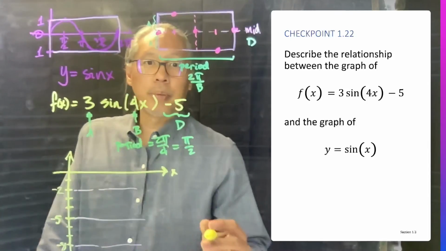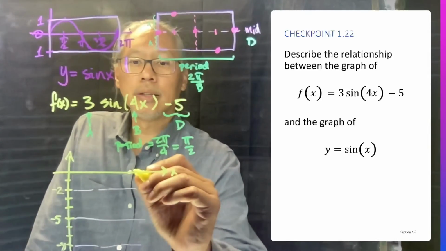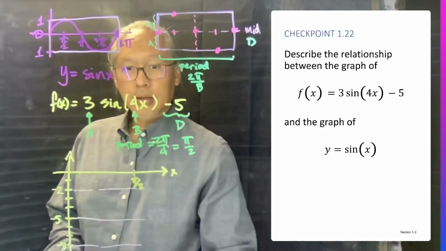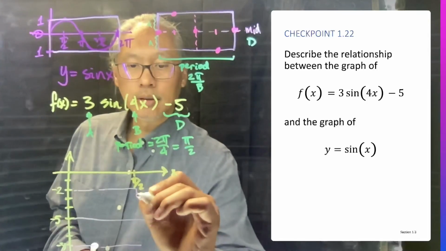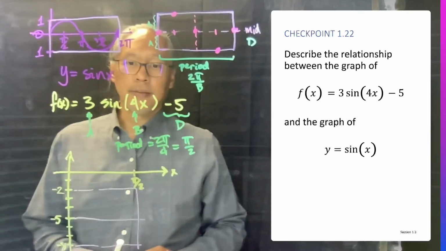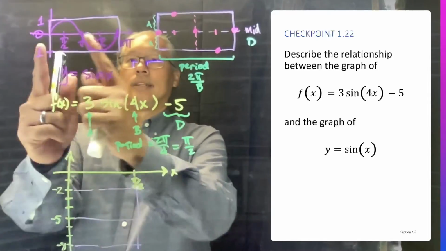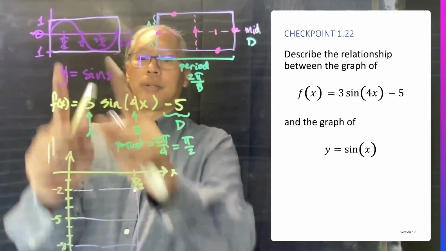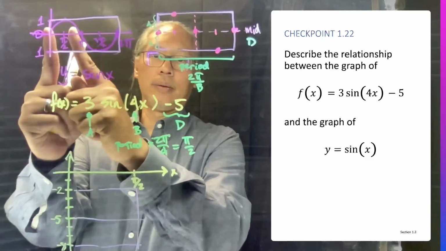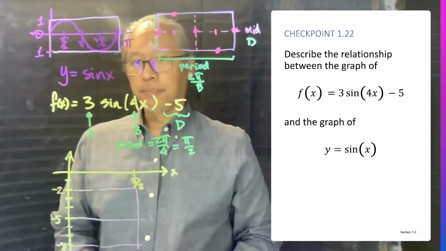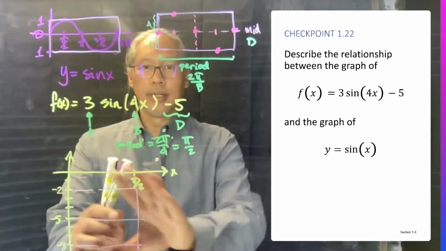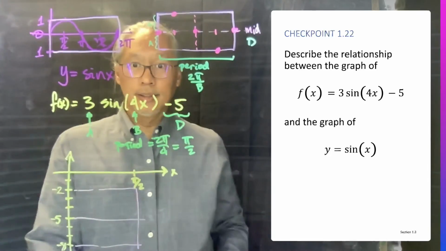Next is going to be my period. My period is going to be pi over 2. So I'm going to finish my sine function by the time I get to pi over 2. Okay, so like I said, this is pi over 2. So if we were to draw it to scale, that means it's going to be really compressed. One cycle is going to be really compressed within a pi over 2. But here we're stretching it out a little bit.